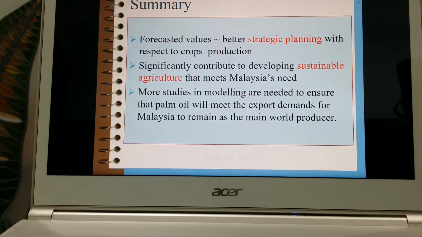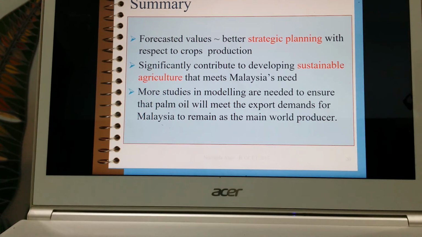The forecasted values could be used for better strategic planning with respect to crop production, and could significantly contribute to developing sustainable agriculture that meets Malaysia's needs. It is proposed that more studies in modelling are needed to ensure that palm oil will meet the export demands for Malaysia to remain as the main world producer.